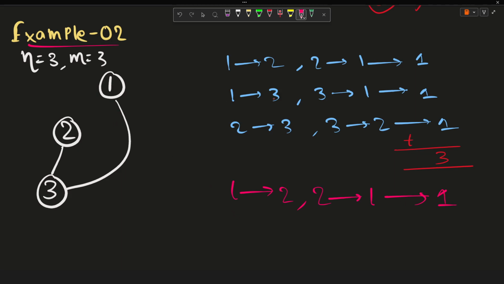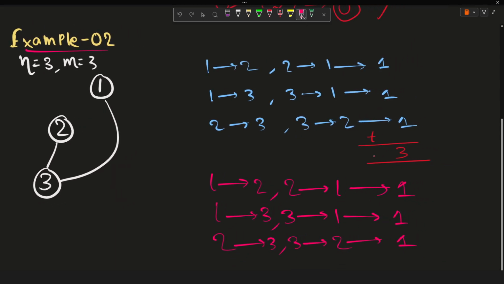Similarly, if I try to go from 1 to 3, I can still go from this path because it is still connected and not removed. So 1 to 3 is still reachable and thereby 3 to 1, contributing to another pair. And similarly, if I try to go from 2 to 3, this is also still connected, so I can go from 2 to 3 or from 3 to 2. Again, one pair. On summing this up, it is still giving us 3 total pairs.